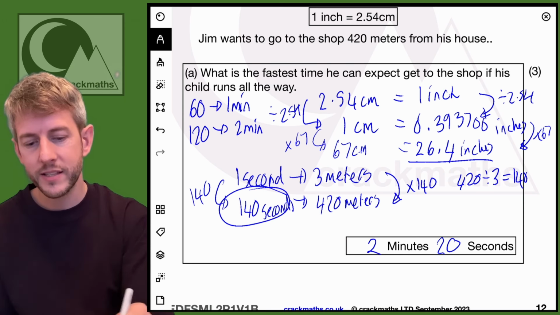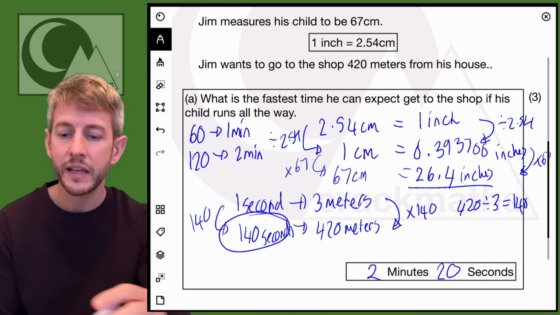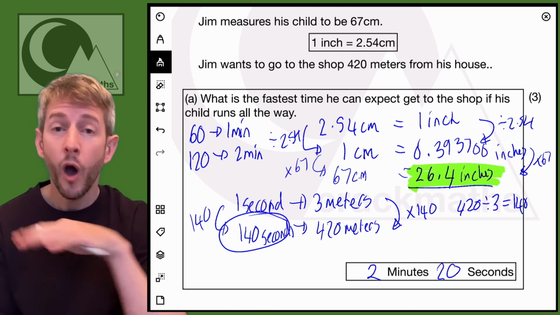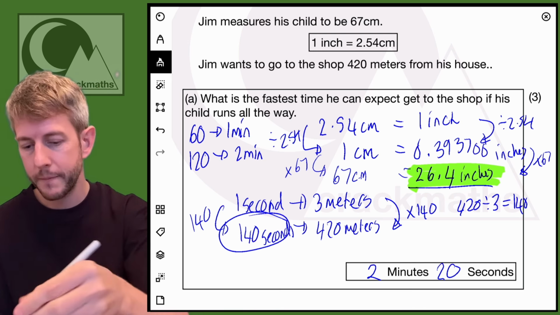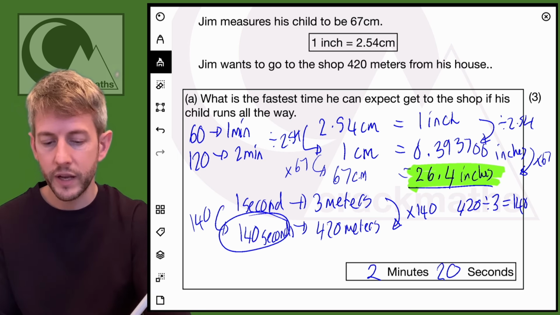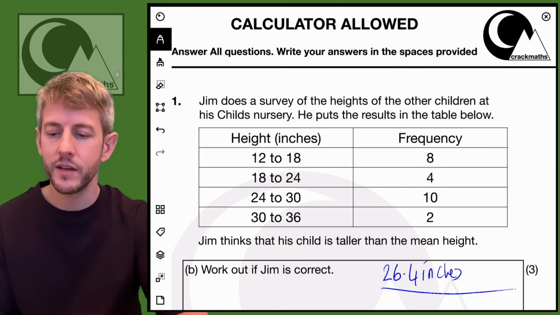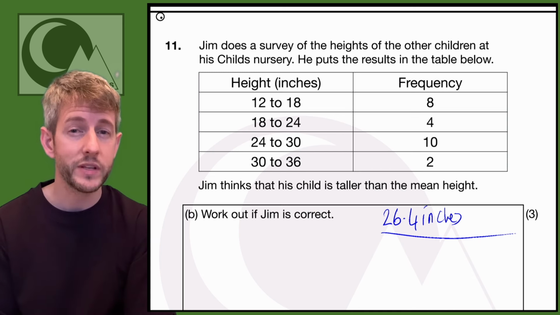Right, I know this next question that's coming up, so I'm just going to remind us of this bit of information here. Jim's son is 26.4 inches, okay? On your exam paper, you'll have it on the same page, but here, because we're on the internet, I'm just going to write 26.4 inches whilst I remember. Right, now let's have a look at this question here. Question 11 says, Jim does a survey of the heights of the other children at his child's nursery. He puts the results together in the following table.